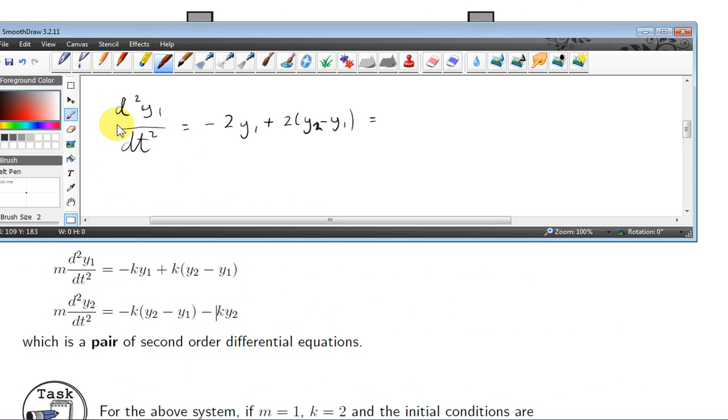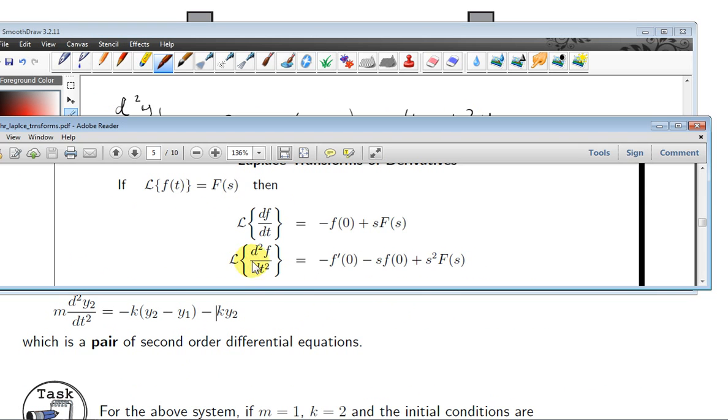Okay, let's look at the first equation. Plug in 1 for m, 2 for k. So the right hand side here we get minus 2y1 minus 2y1, that's minus 4y1 plus 2y2. Now we will have to get the Laplace transform of a second derivative, so we can look that up here.